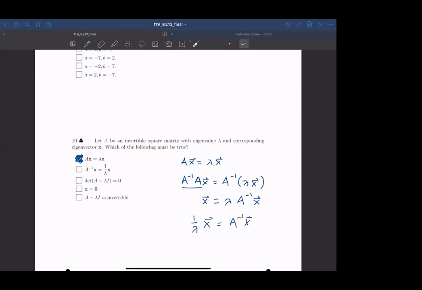So essentially what this is telling me is that if lambda is an eigenvalue of A with eigenvector x, then A inverse is also going to have x be one of its eigenvectors, but the eigenvalue is going to be 1 over lambda. So that's a true statement there. Okay? Everyone okay?